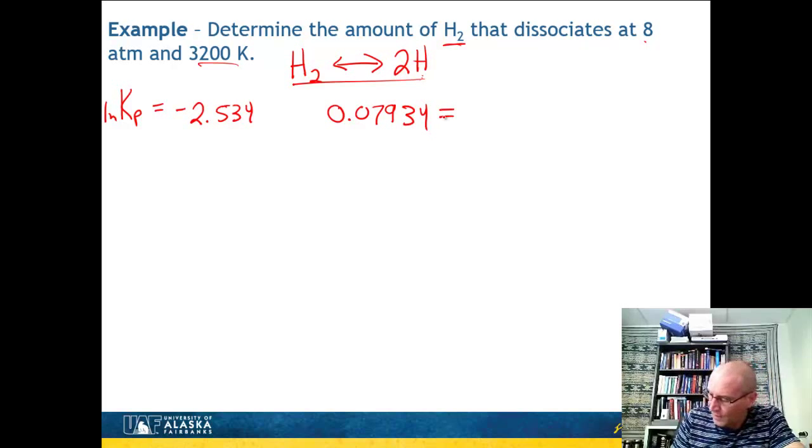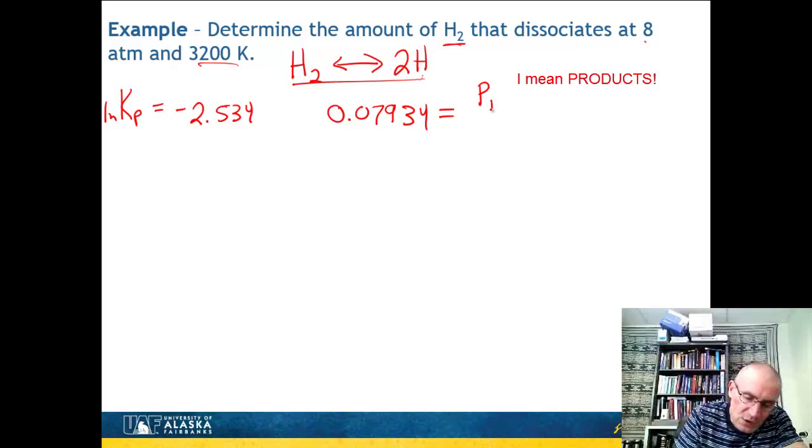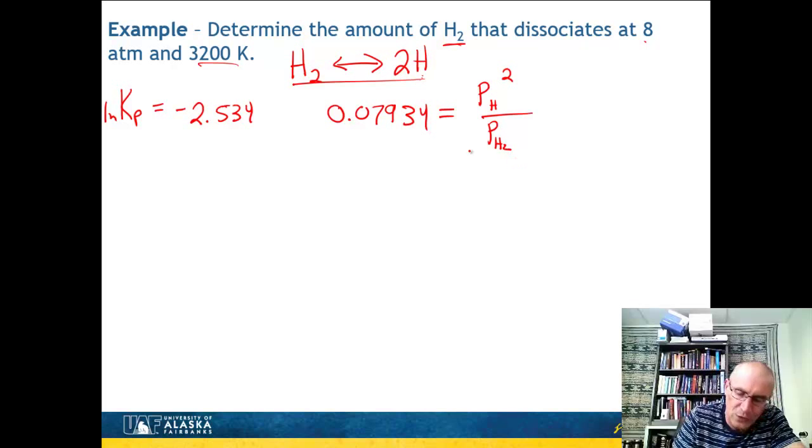Remember, Kp is equal to the partial pressure of my reactants, which is P sub H, the partial pressure of just the pure hydrogen, to their stoichiometric coefficient squared, over the partial pressure of H2, stoichiometric coefficient of 1. So that tells me the partial pressure of H over the partial pressure of H2 for an ideal gas mixture. That's going to tell me how much H I have, or how much actually dissociates. Again, these values of Kp are out of the table in the back of the book.